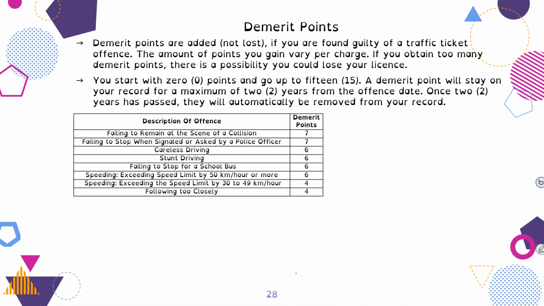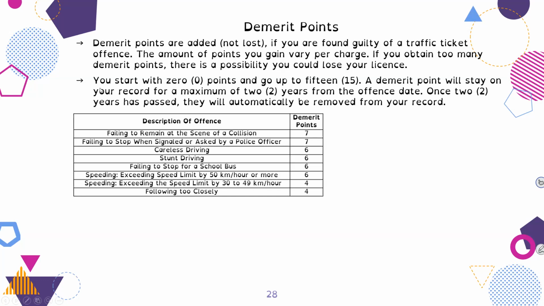A demerit point will stay on your record for a maximum of 2 years from the offense date. Once the 2 years has passed, they will automatically be removed from your record. You don't have to do anything. There is a big long list of all the different things you can get demerit points for. This is both in our lesson and also in your booklet. But here are some of the more expensive ones.